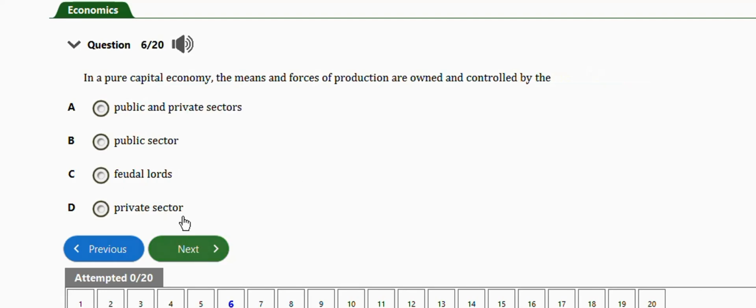Next question. It says in a pure capitalist economy, the means and forces of production are owned and controlled by the: private and public sectors, public sector, feudal laws, private sectors. The right answer is option D, which is private sector. Very important.